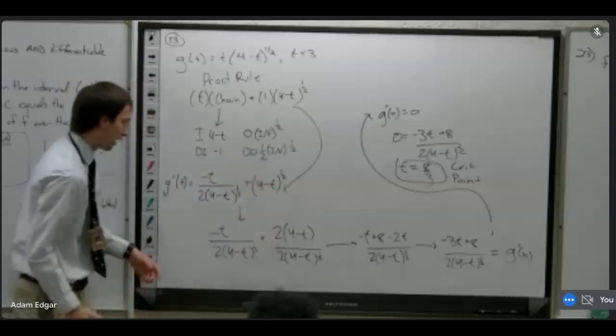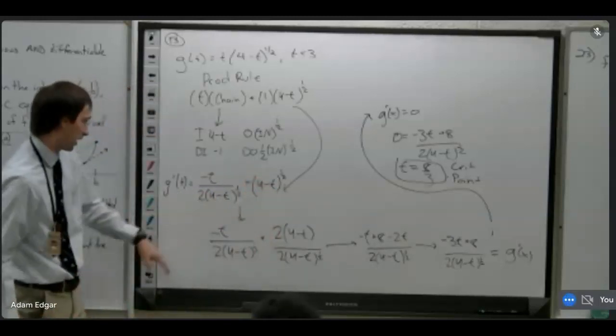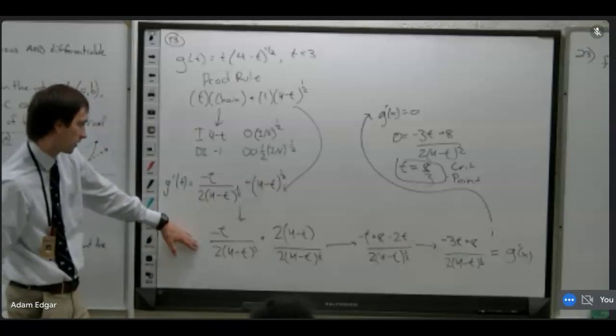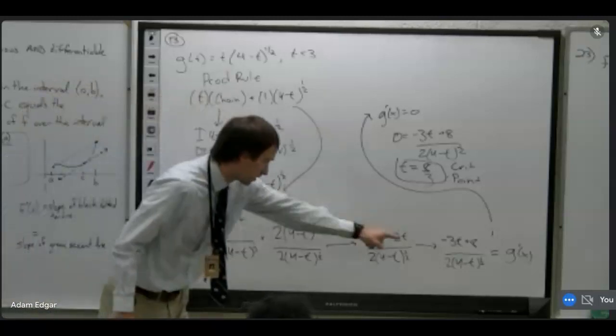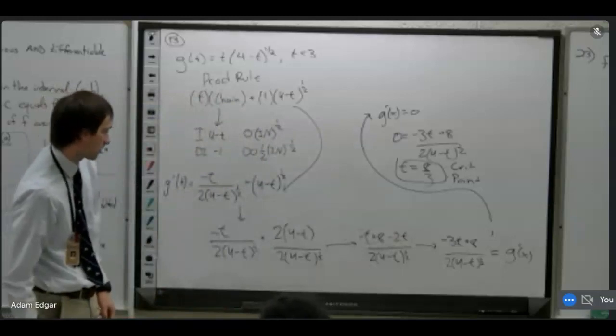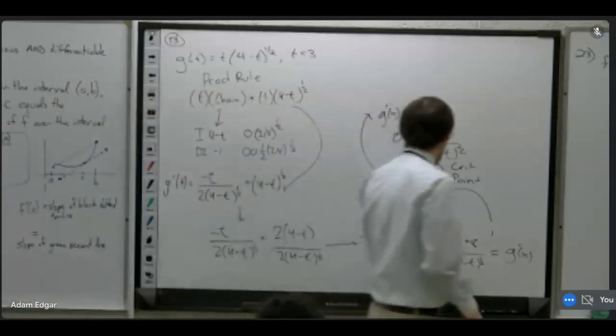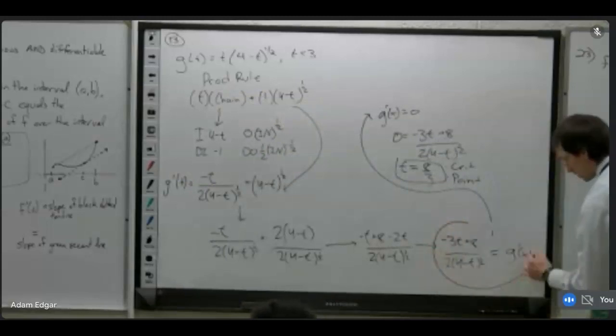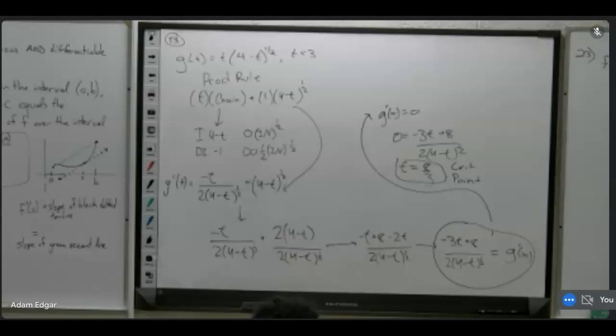And then you combine them, and what do you get? Negative t plus 8 minus 2 times 4 minus t to the 1 half. And then you combine like terms in the numerator, and that's f prime of x. And then now for the proof point, we set the derivative to 0.